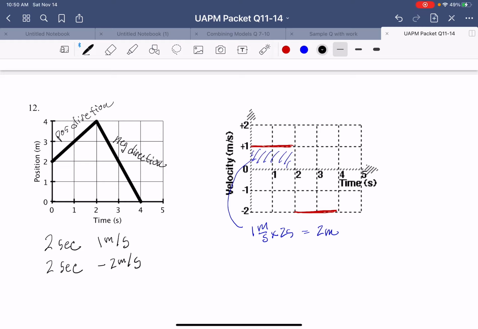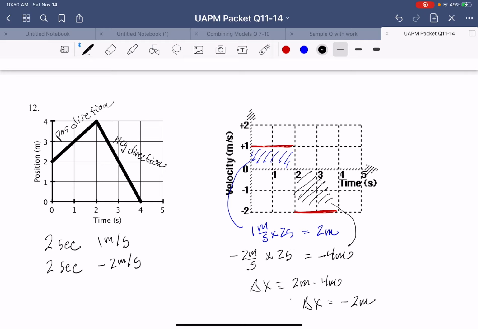Now, this one, we're going to find the area, remember, from the curve to the horizontal axis. So this area right here is negative 2 meters per second. That negative is really important. That is just the direction. Times 2 seconds gives me negative 4 meters. My displacement is just the sum of these. 2 meters minus 4 meters. So my displacement is negative 2 meters.